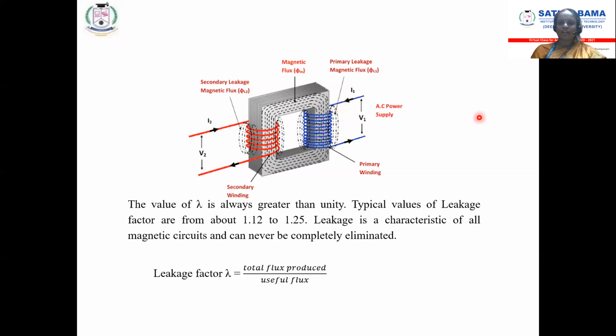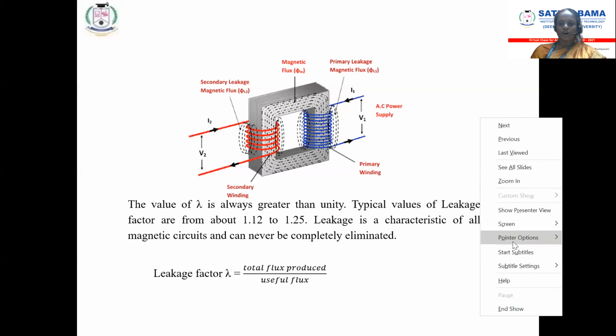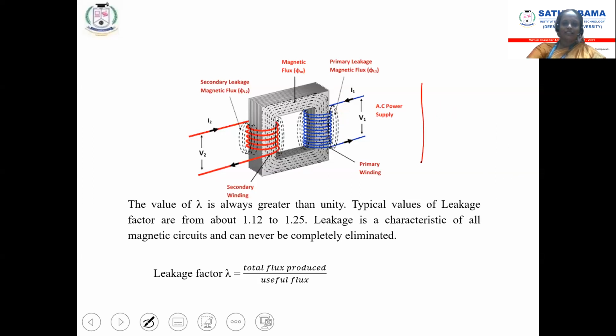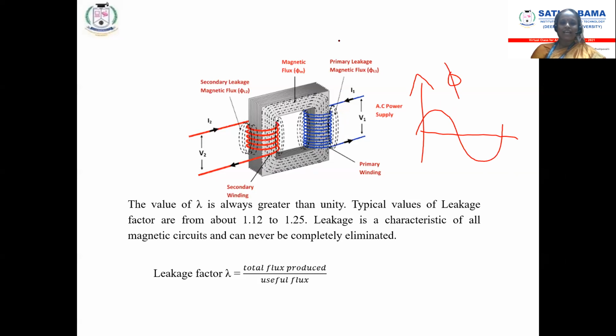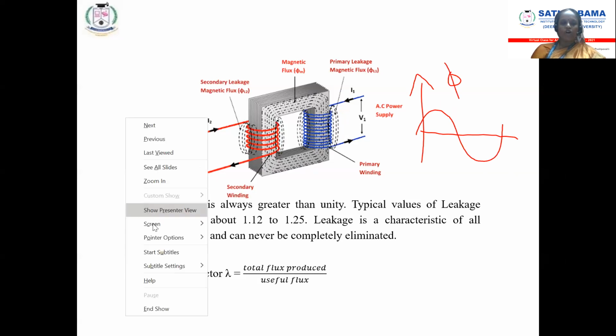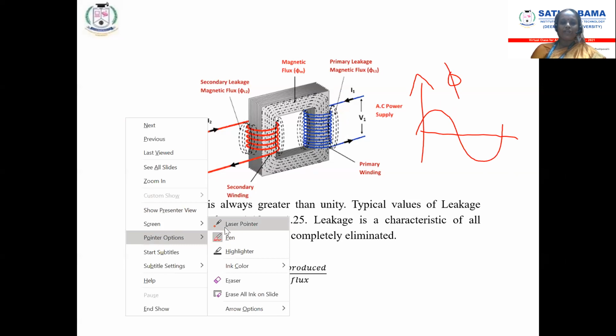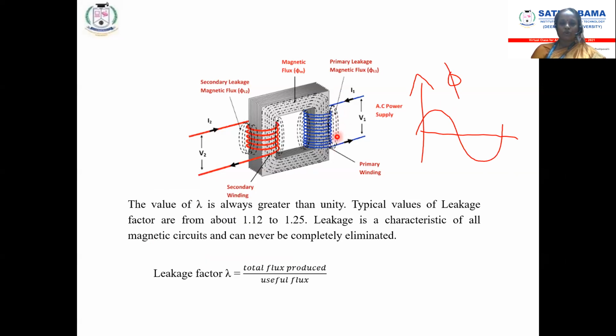Time varying flux means what? You just see this, I will draw. What is time varying flux? This is my time varying flux. If I give AC supply, I will get a time varying flux. So here what happened, this time varying flux will link the secondary coil and EMF will be induced in the secondary. But you see some of the flux which goes through nearby the coil does not do any useful work. That is called a leakage flux. Have you understood or not?